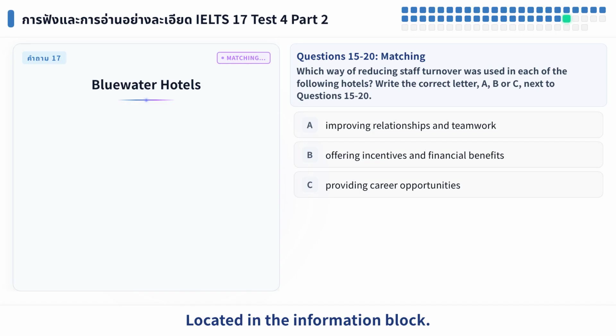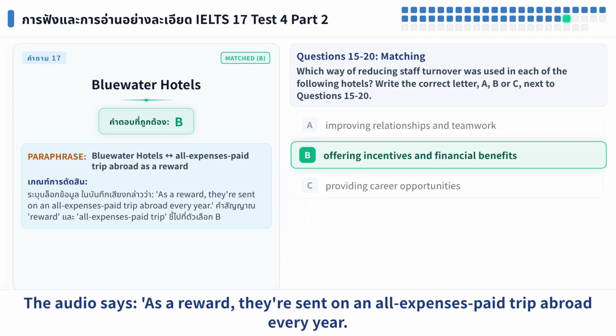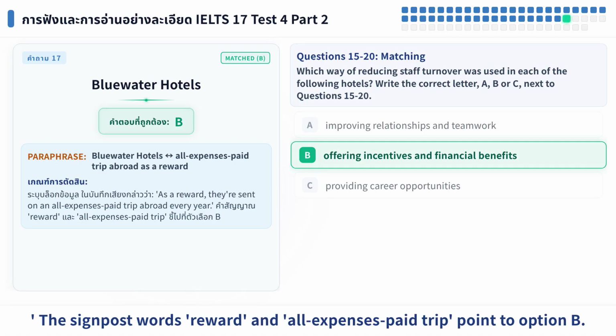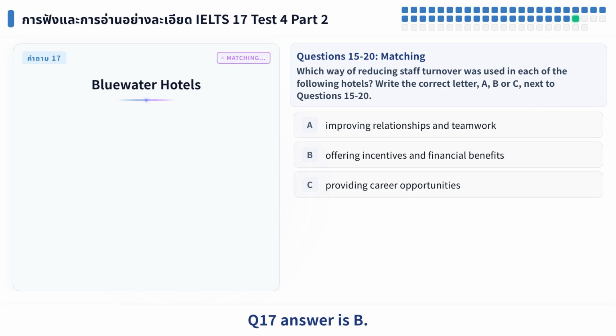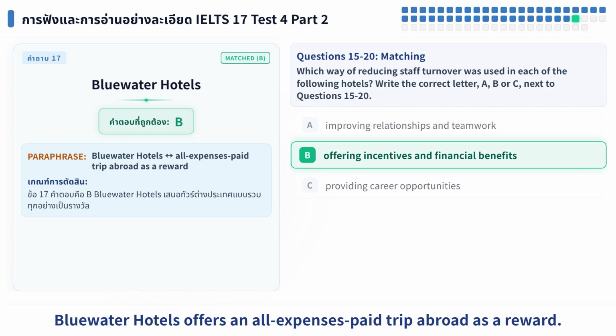Located in the information block, the audio says, as a reward, they're sent on an all-expenses-paid trip abroad every year. The signpost words reward and all expenses paid trip point to option B. Q17 answer is B. Bluewater Hotels offers an all expenses paid trip abroad as a reward.